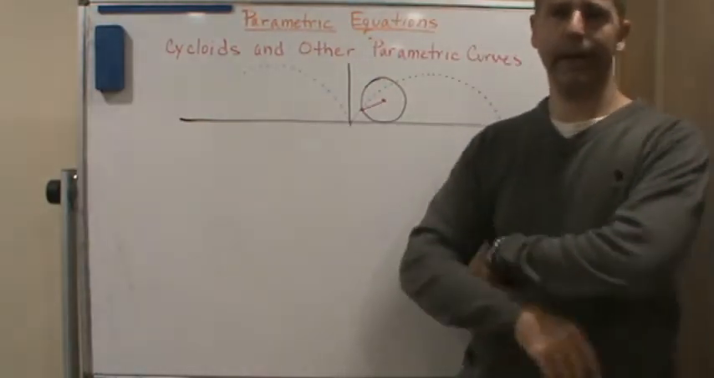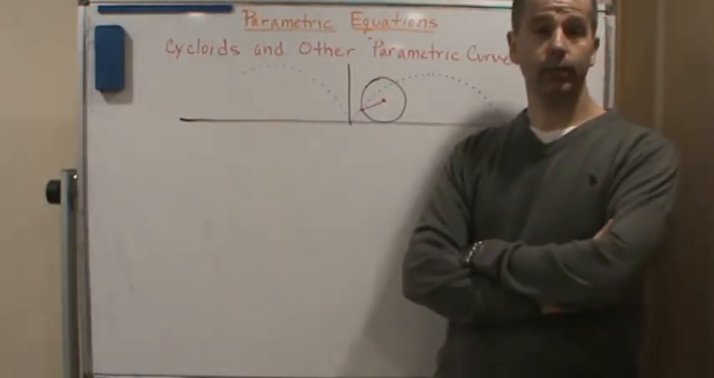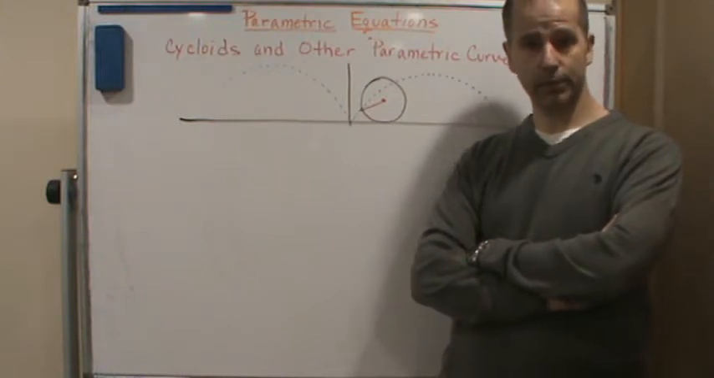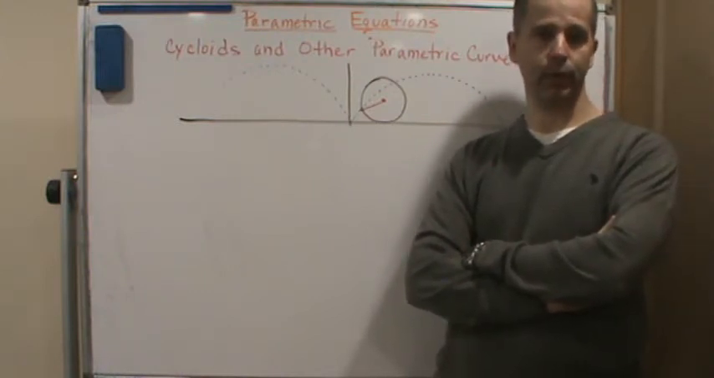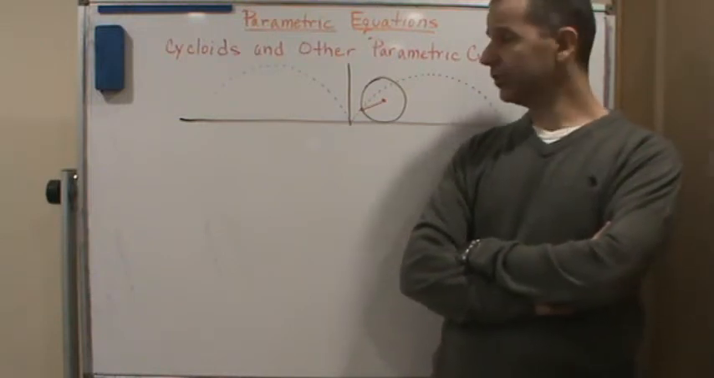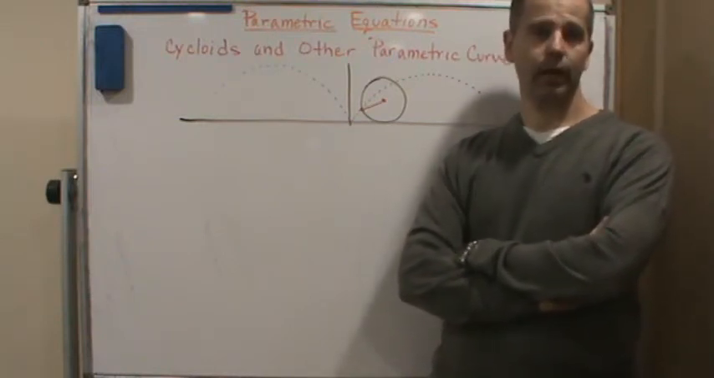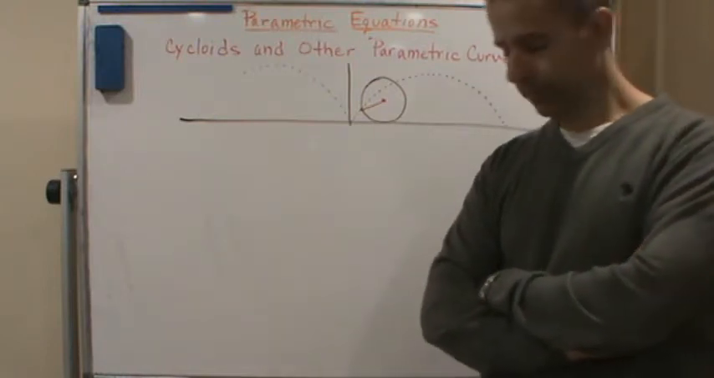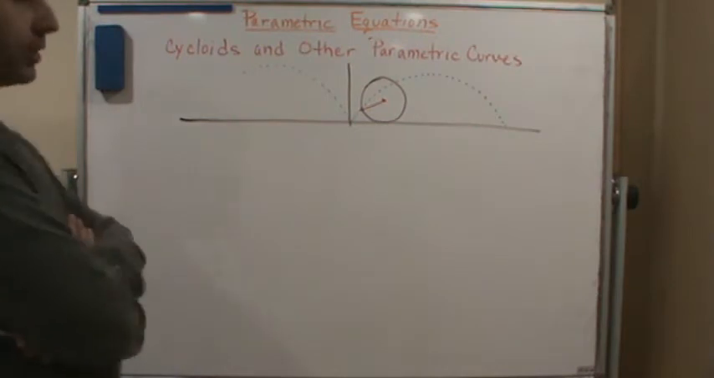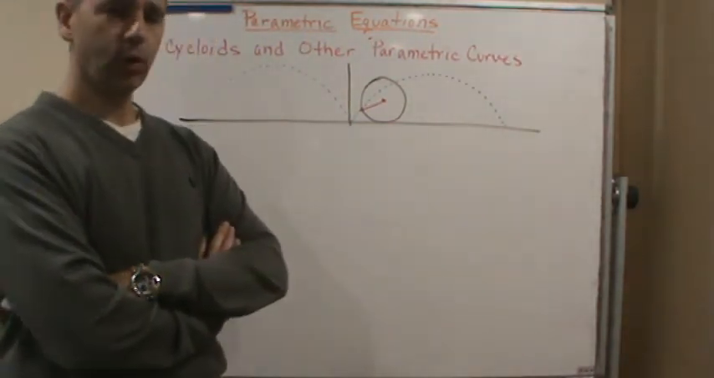Okay, so welcome back. Now what we're going to talk about are things called cycloids, and we're going to talk about other types of parametric curves as well, like hypercycloids, hypocycloids. But let's talk about the cycloid to start with. Okay, so what is a cycloid? First, let's picture what's going on here.